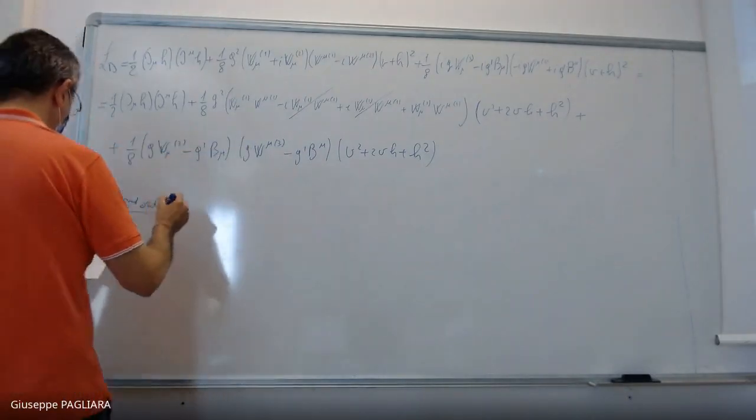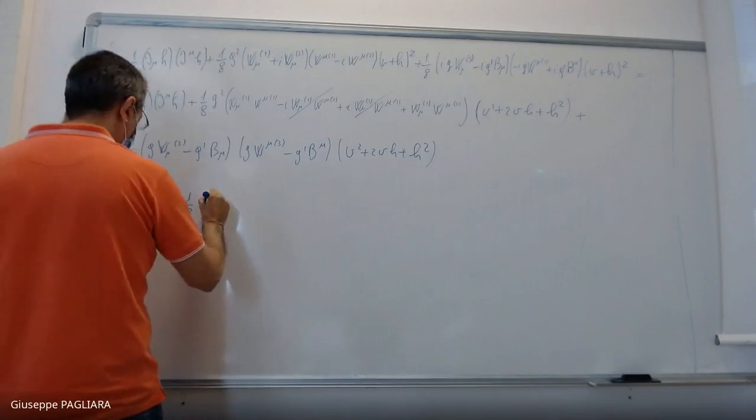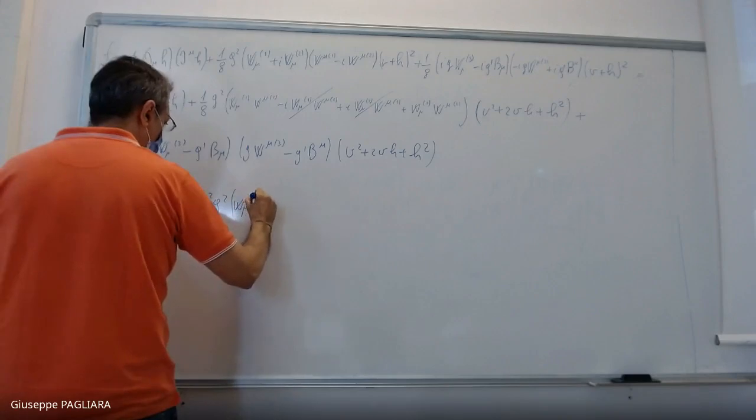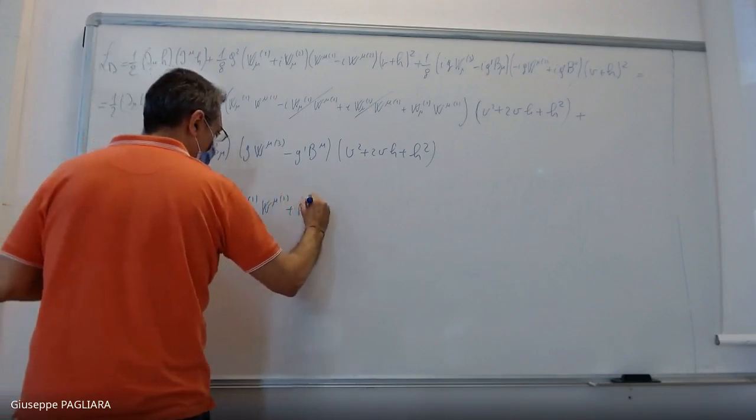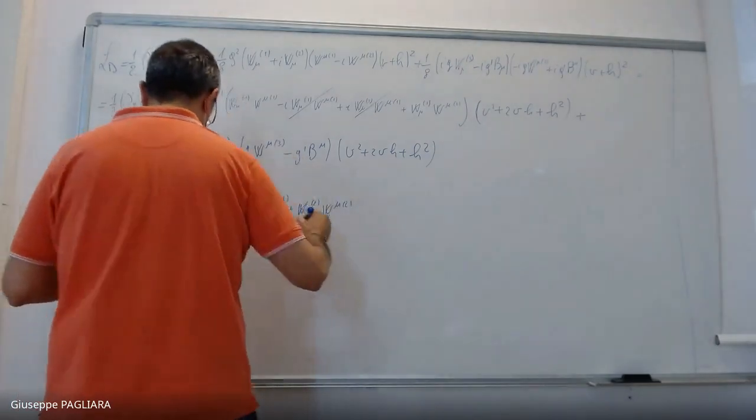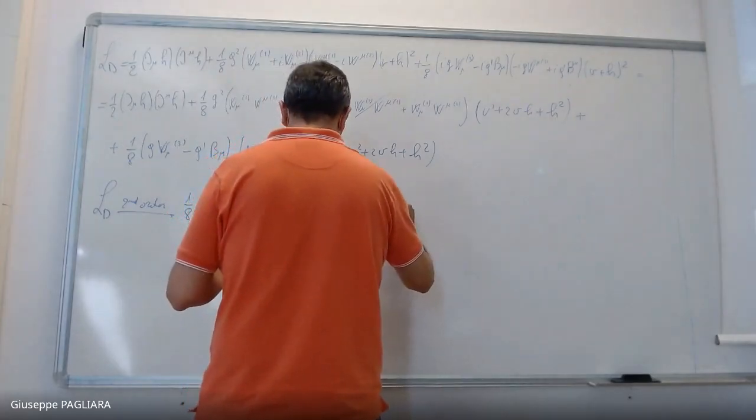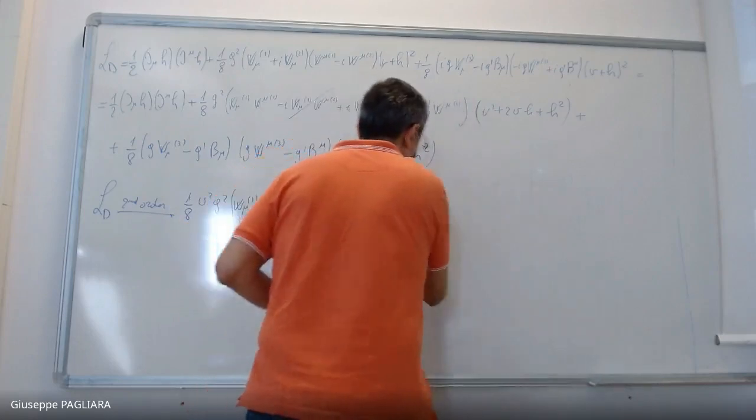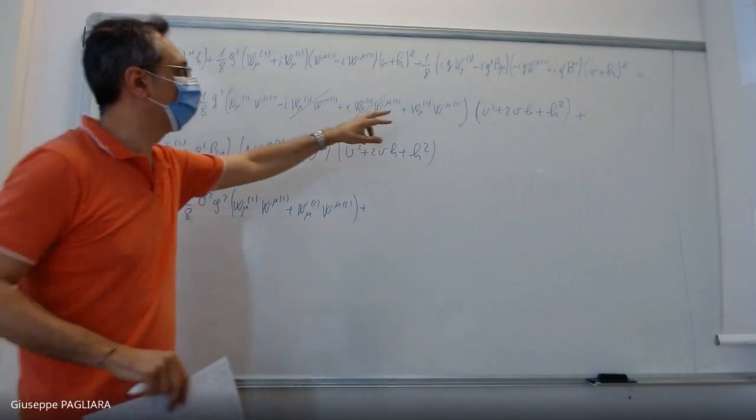So here we have 1/8 v squared g squared (W1 W1 plus W2 W2) plus 1/8 and so on, okay, for the second part. So these are the only quadratic terms appearing here. Okay.